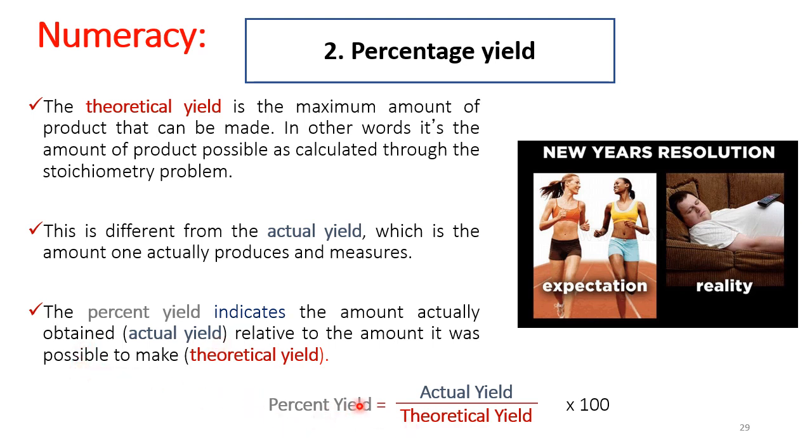So for the percentage yield, we get the actual over the theoretical times 100. The actual is the one you did in the lab, and the theoretical is the one you calculated on paper. This percentage yield might be more than 100 or less than 100, and you shall know how to interpret this as previously mentioned.